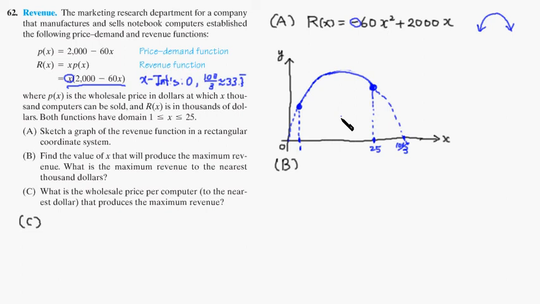If you want, you can find the values here by simply plugging 1 into the revenue function, which is going to be 1 times (2000 minus 60 times 1). So it's going to give you 1,940. So here, the revenue is 1,940 in thousands of dollars.